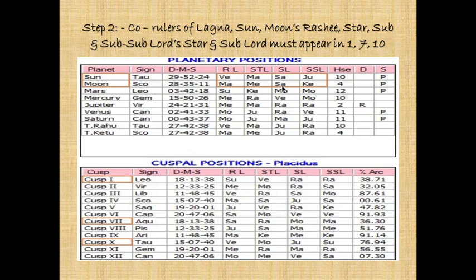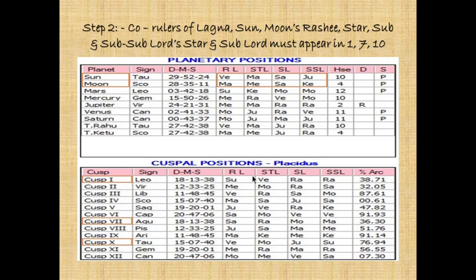Then Saturn, we have studied because Saturn is also the sublord of Sun. Then Ketu, Ketu star is Mercury and sub is Jupiter. Ketu involves Mercury because Mercury is positioned in 10th in Bhav chart, and Jupiter appears in 10th also. Because both these planets appear in 10, we will also study sub-lord Rahu. Rahu appears in 1 and 7. So 1, 7 and 10 link gets established.